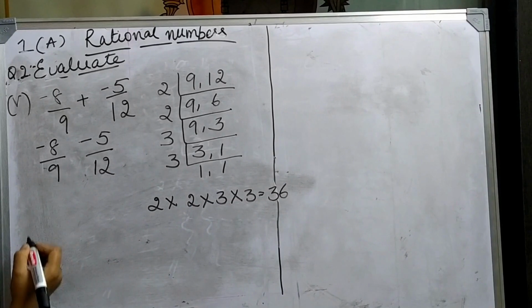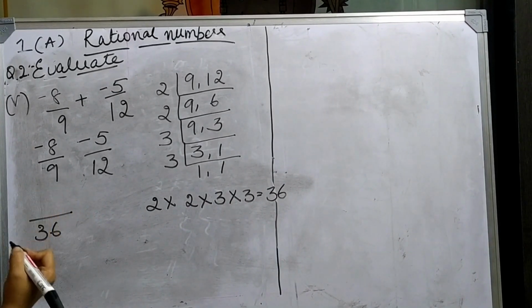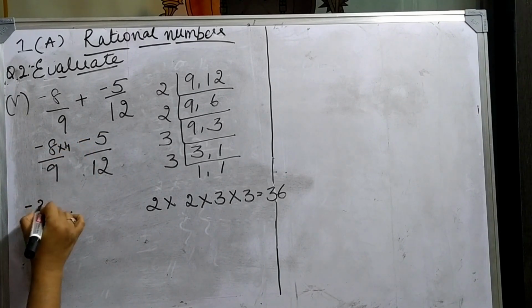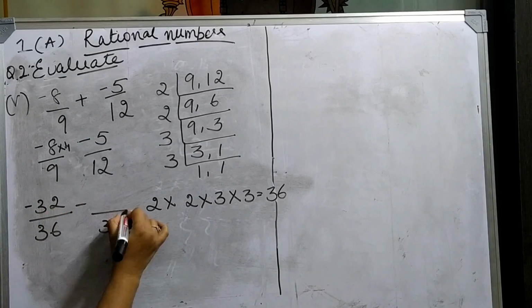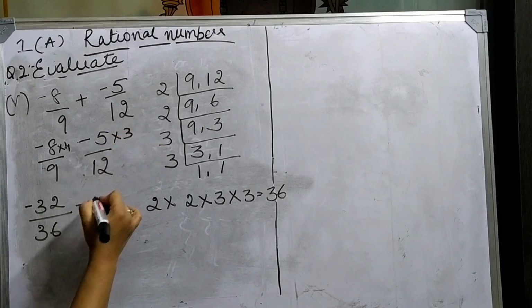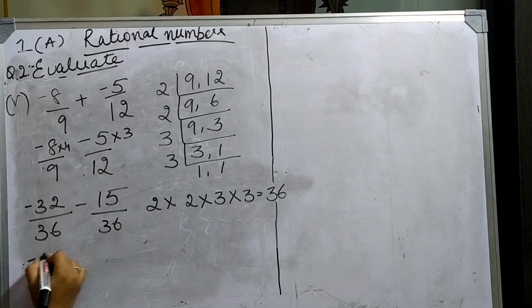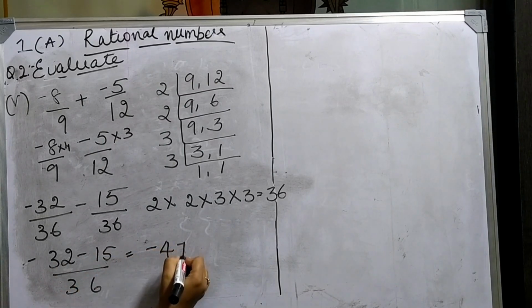Now, 36 is the LCM. When you divide 36 by 9, you get 4. So, 8 into 4 is minus 32. Minus, again 36 is the LCM. 12, 3s are, when you divide 36 by 12, it is 3. Minus 5 into 3 is 15. So, it is 15. That is minus 32 minus 15 divided by 36 will give you minus 47 divided by 36.